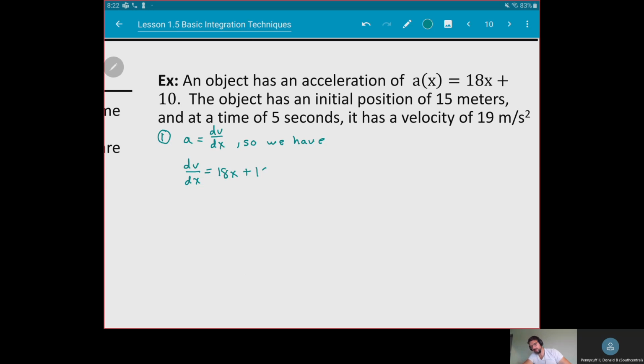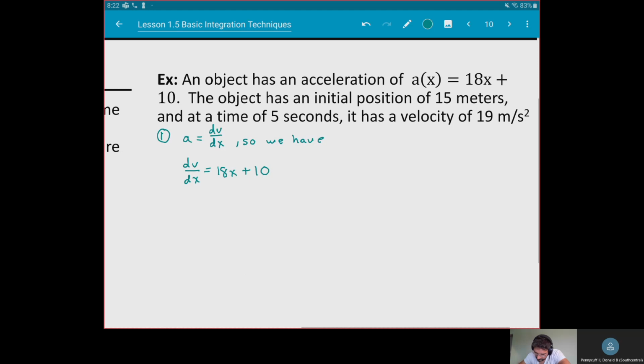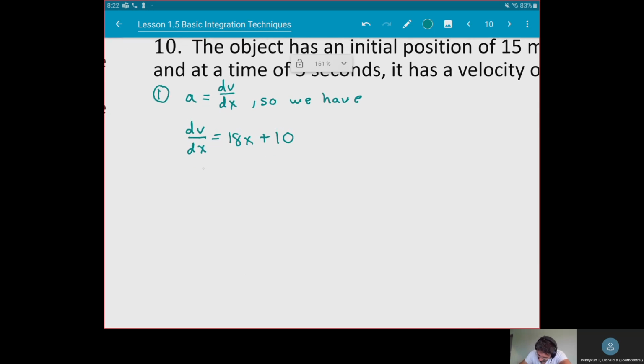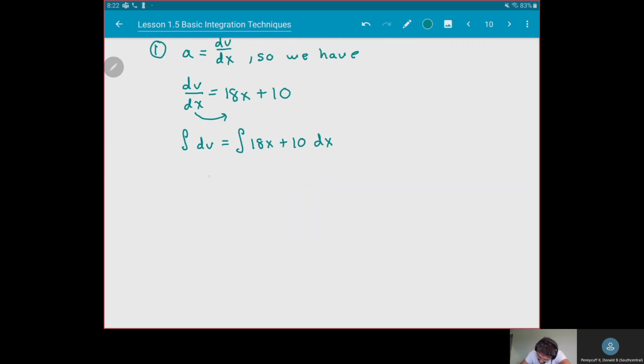If you're in x's, you've got a dx. If you're in t's, it's a dt. Okay, no big deal. The actual math does not change. So I'm just going to move this over. That's going to be the integral of dv equals the integral of 18x plus 10 dx. So this is going to be v equals 9x squared plus 10x plus c. Boom. So there's my velocity.